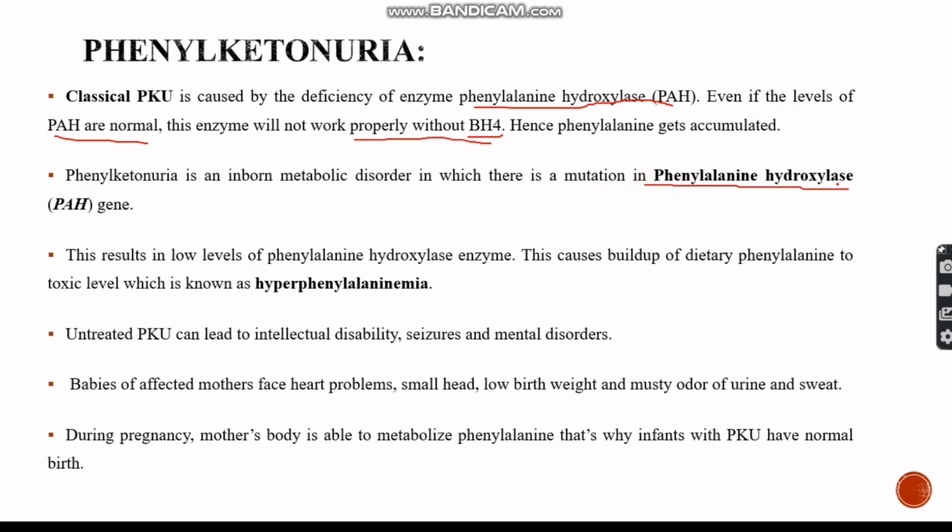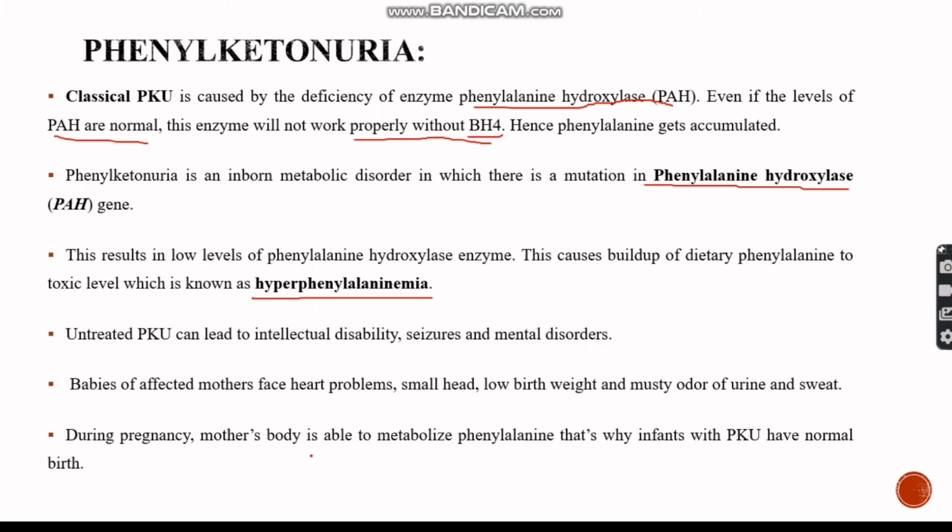So phenylketonuria is an inborn metabolic disorder in which there is a mutation in the PAH gene, that is the phenylalanine hydroxylase gene, which will result in a low level of phenylalanine hydroxylase enzyme, and then causes dietary phenylalanine to build up to a toxic level. This is known as hyperphenylalaninemia, in which there is a high level of phenylalanine in the body. Untreated PKU can lead to intellectual disabilities, seizures, and mental disorders. Babies of affected mothers face heart problems, small head, low birth weight, and a musty odor of urine and sweat.